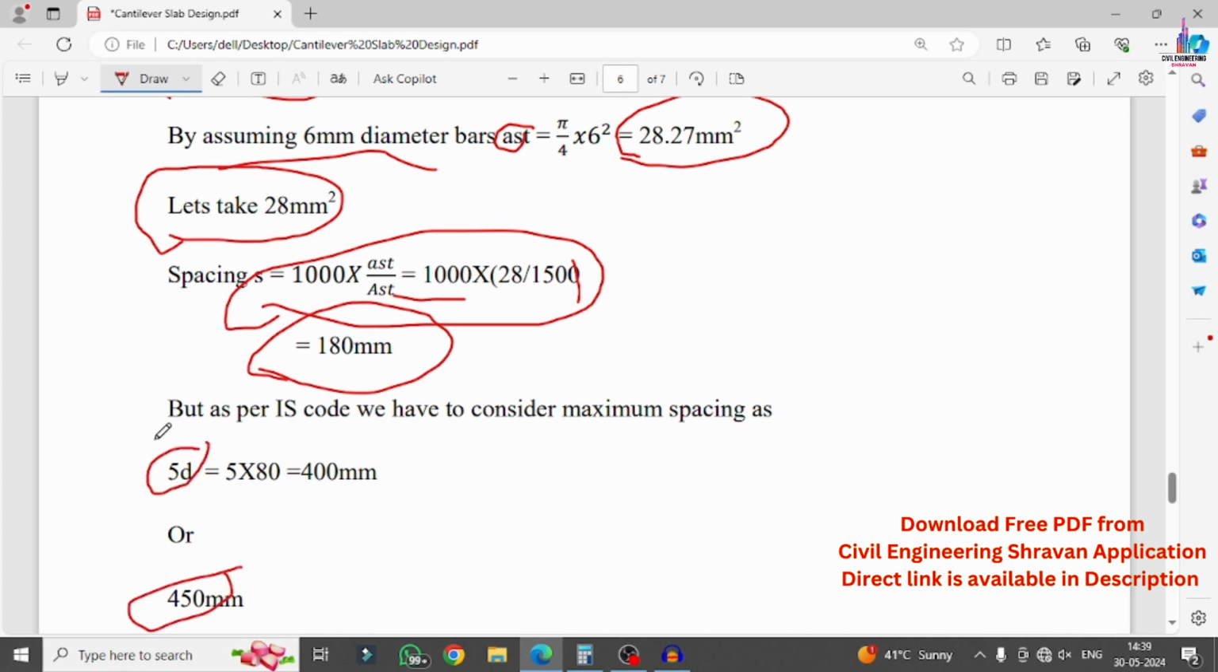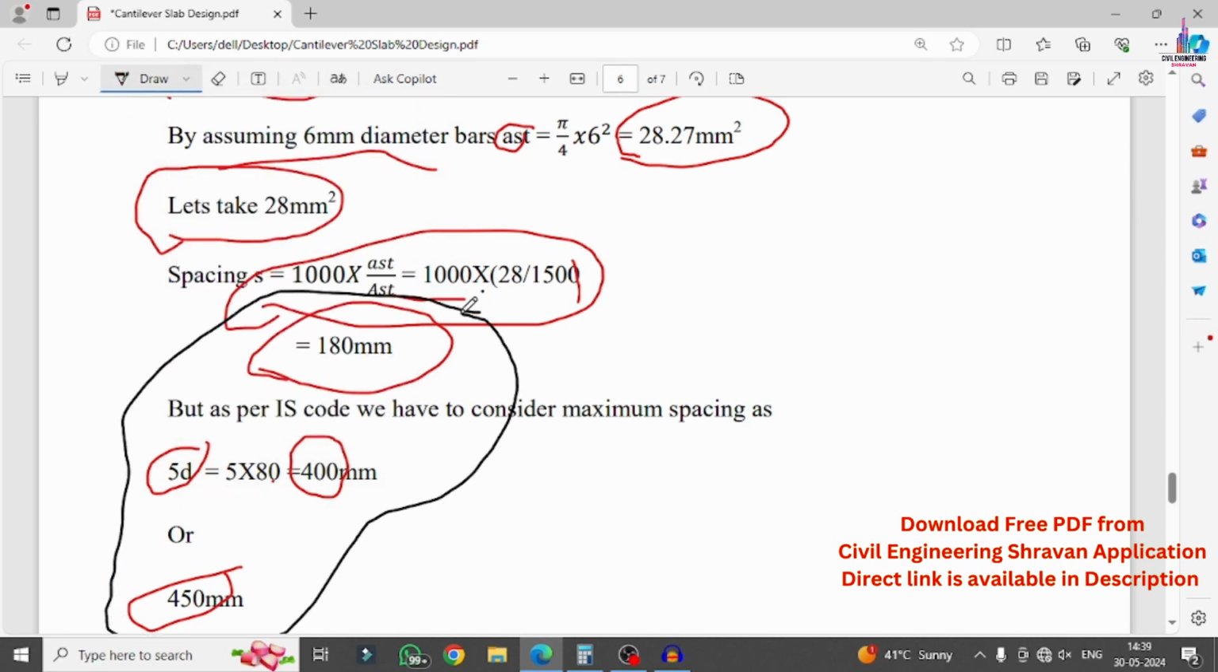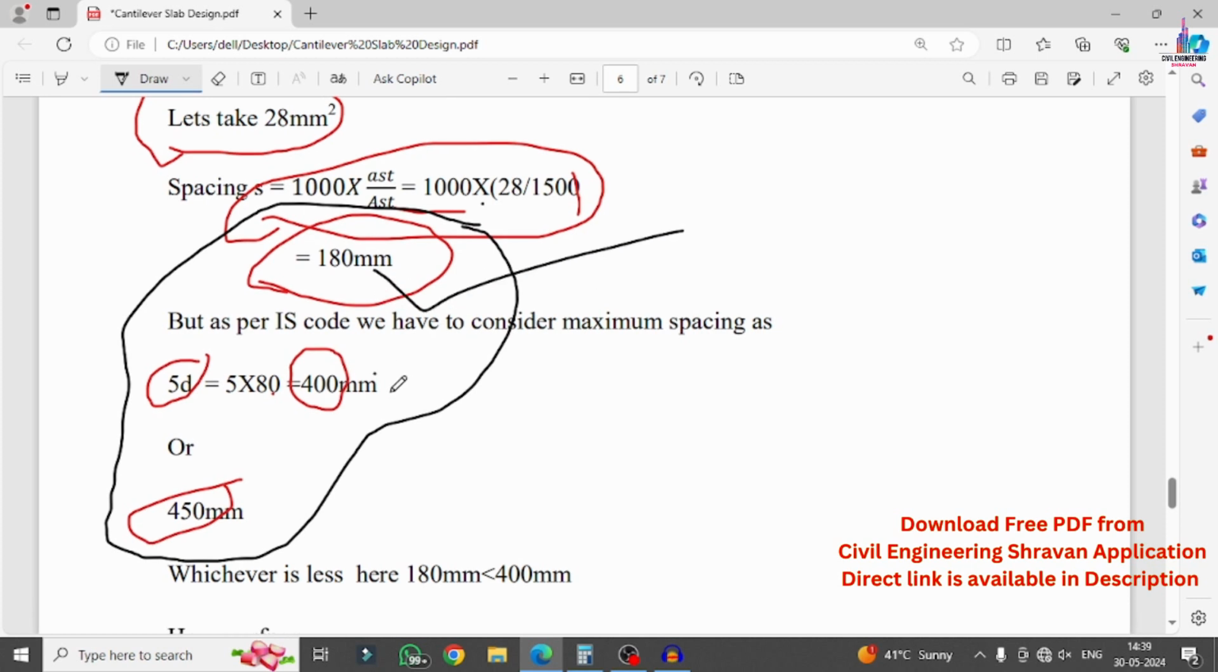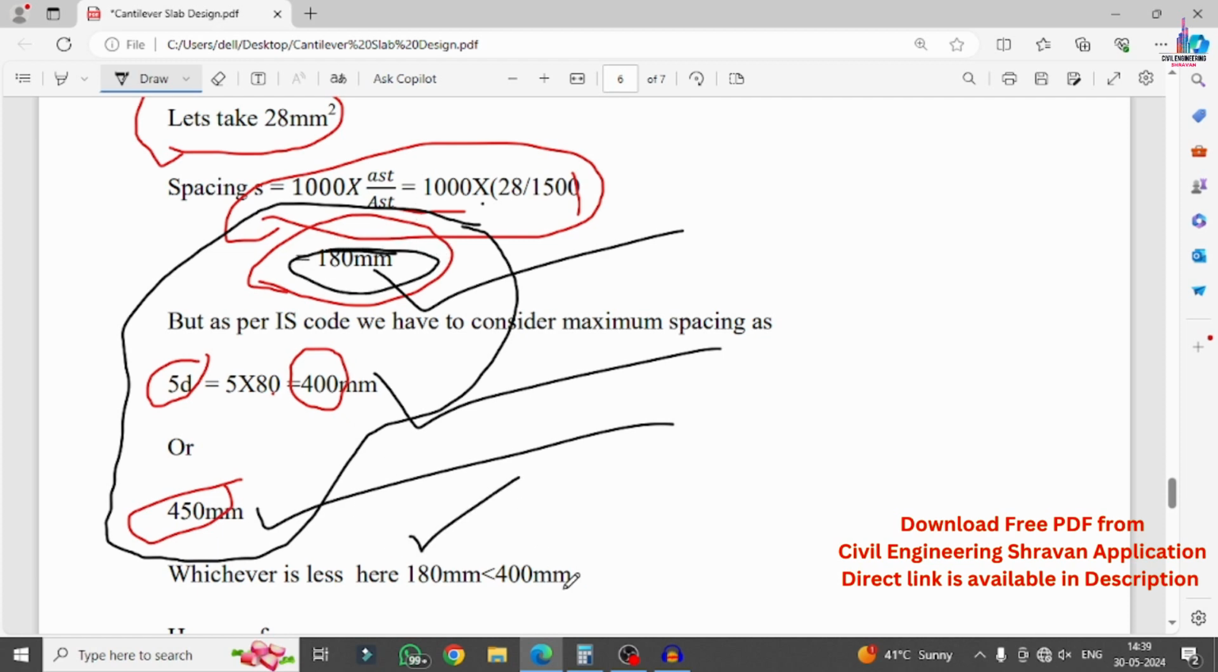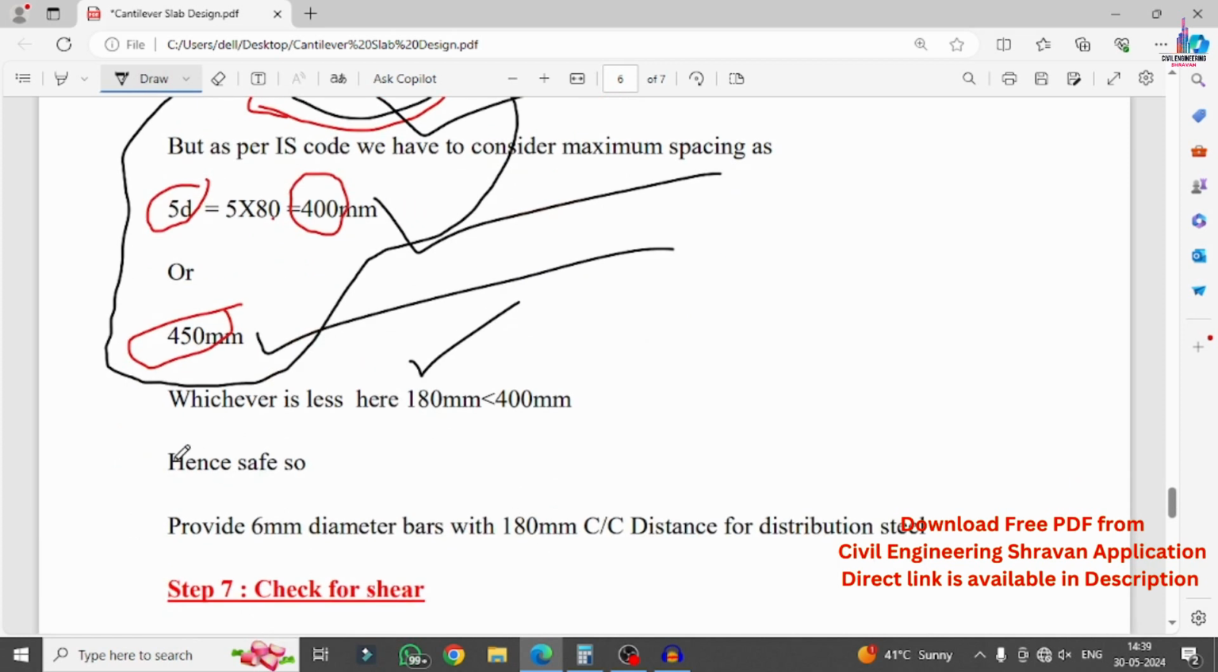Here we have calculated three values related to the spacing between the bars: 180, 400 and 450. We have to assume the minimum of these values. So the minimum is 180 mm, which is less than 400. Hence, consider 180 mm as the center to center distance between the bars for the distribution steel. So provide a 6 mm diameter bar with 180 mm center to center distance for the distribution steel.